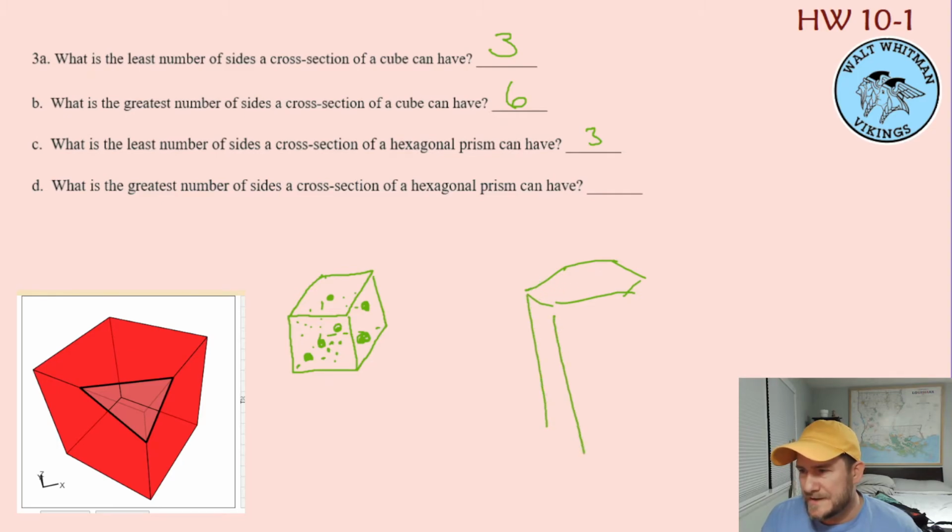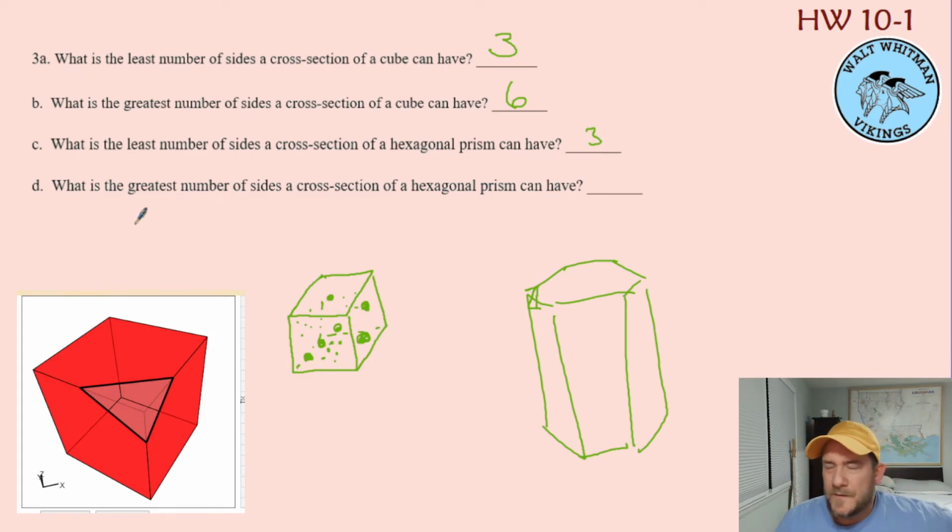If you're trying to get the least number of sides on your cross-section, you're still just going to go to a corner and go slice, slice, slice, cut off a little corner, and say that it has 3. Now, what's the greatest number? Well, let's think this through. We said it's down to how many faces we have.